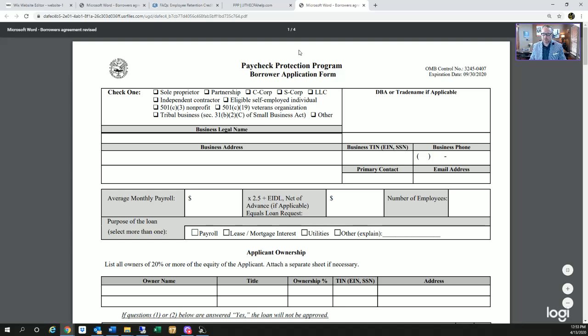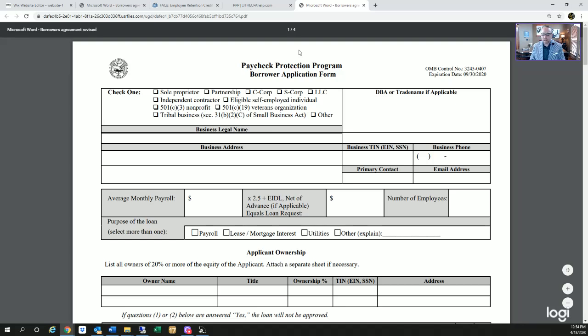So your average monthly payroll: W-3, box 5, employer paid health insurance, employer paid retirement match, and then your state unemployment tax. Wrap it up together, divide it by 12, there's your monthly. You can do the last 12 months or you can do calendar year 19. I don't have an opinion on which one you should use. The law says last 12 months. Now you have your monthly payroll, done.